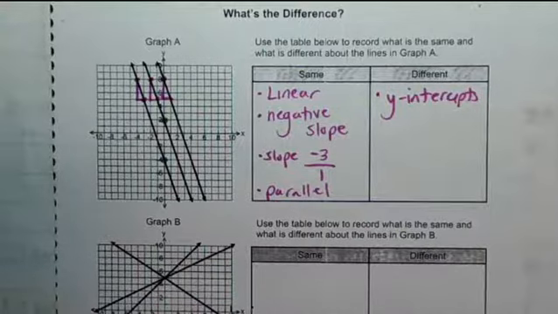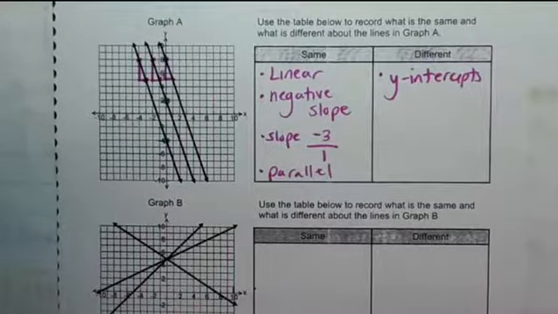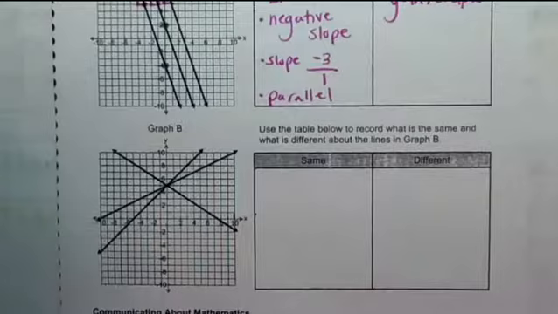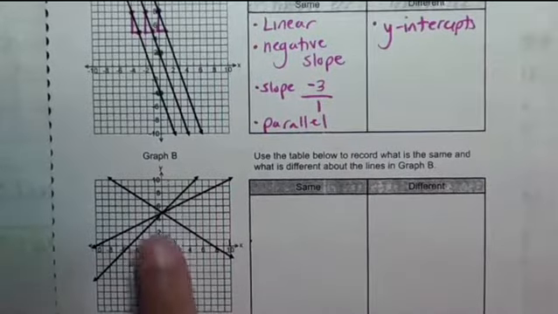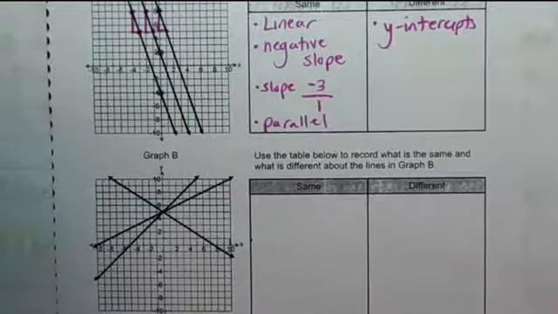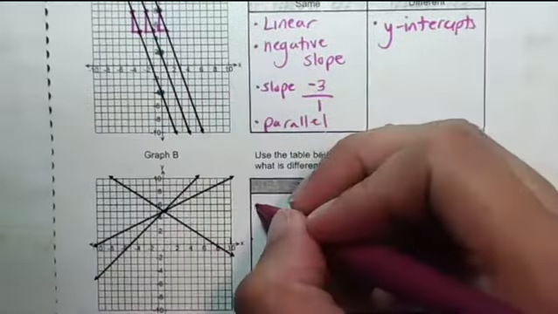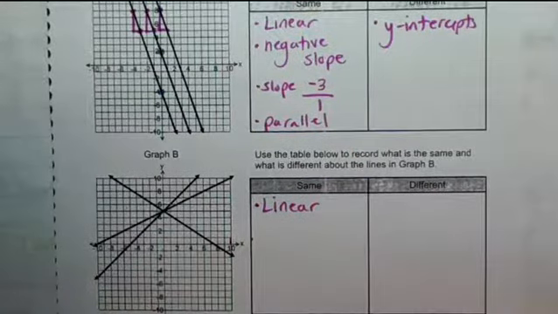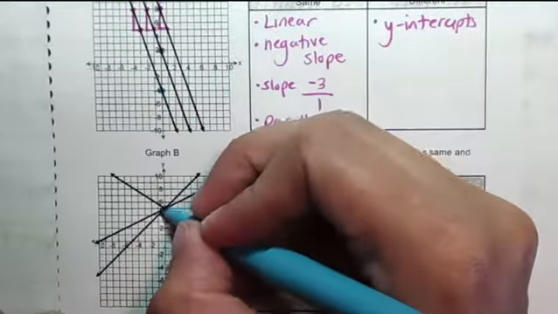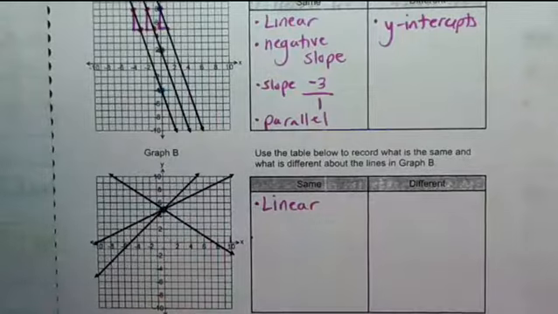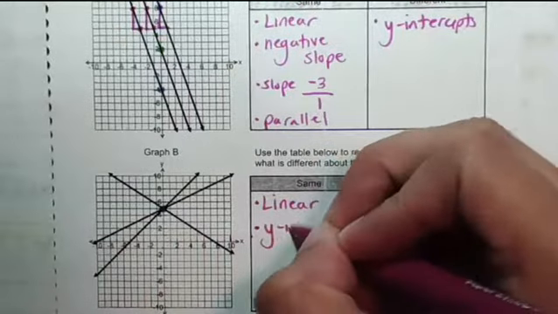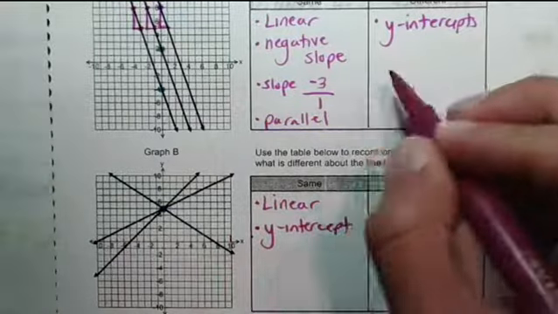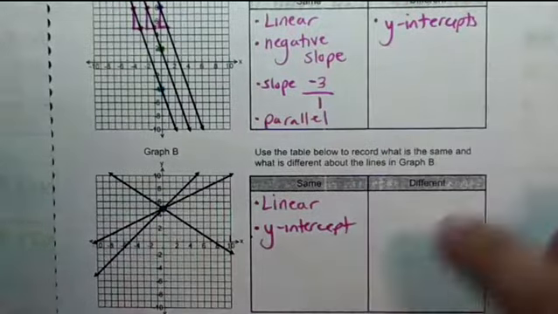I think other than that, those are the big things. You might have had something else, which is awesome. But look at graph B. Okay, I'm looking for something that is the same. Well, again, I noticed that everything's linear. I also noticed that they all intersect at one point, which is here. And that's on the y-axis, so the y-intercept's all the same. Which is different than the one above, because all the y-intercepts are different.